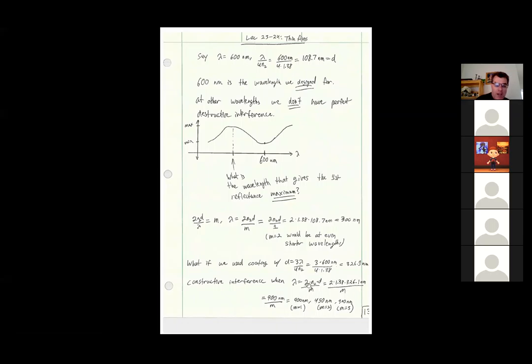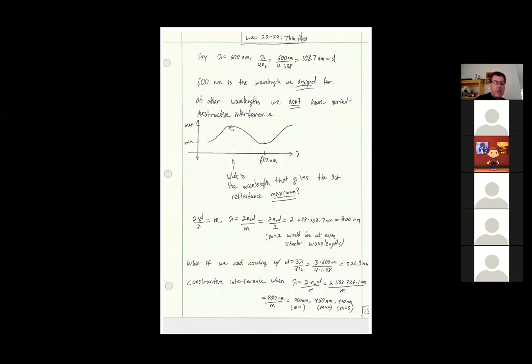And if we do all that math, because we used the thicker coating, we are going to get 900 nanometers over M. So we're going to get constructive interference not at 300 like we did with the thin film. We're going to get constructive interference at 900. Well, that's outside the visible, whatever. And 450, which is visible and closer to 600 than 300 was.